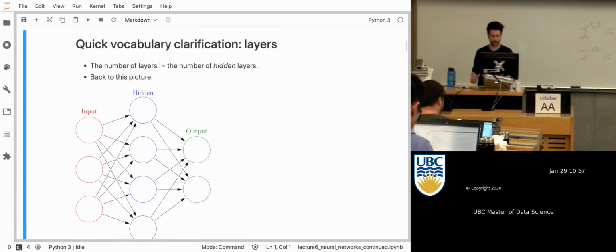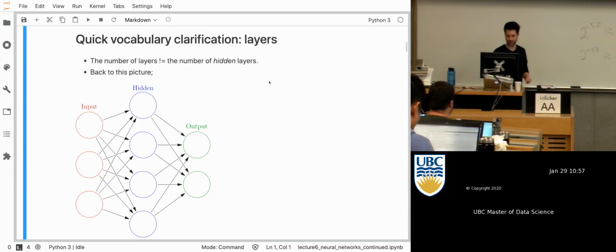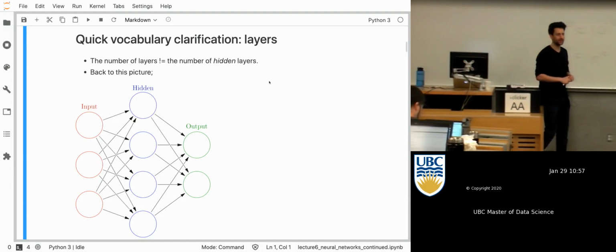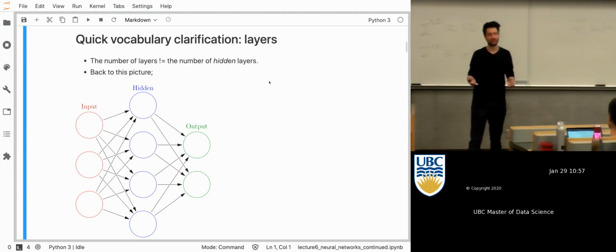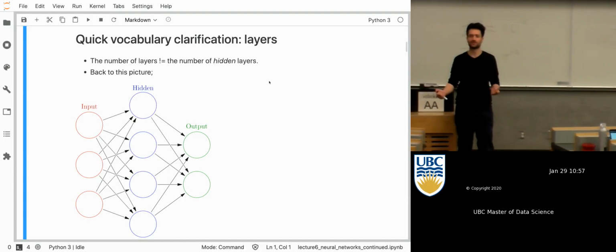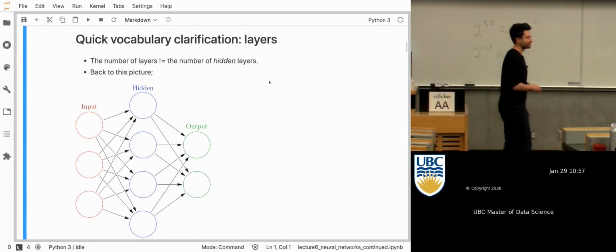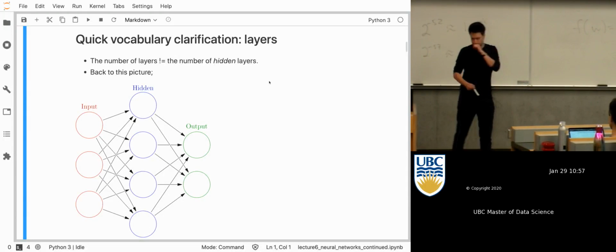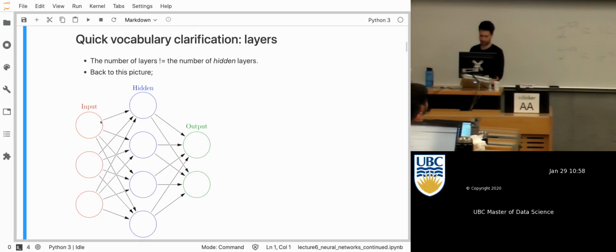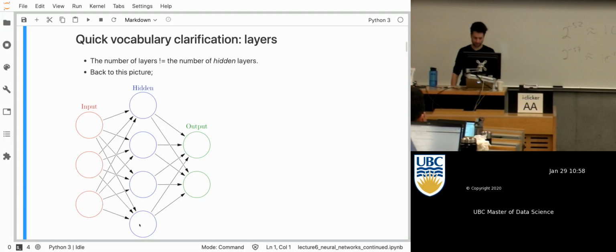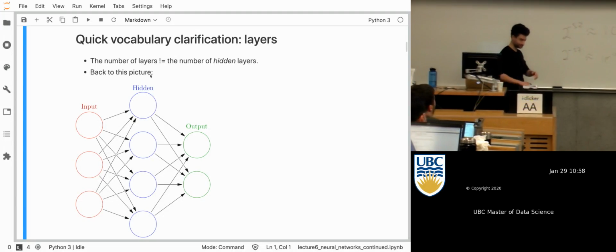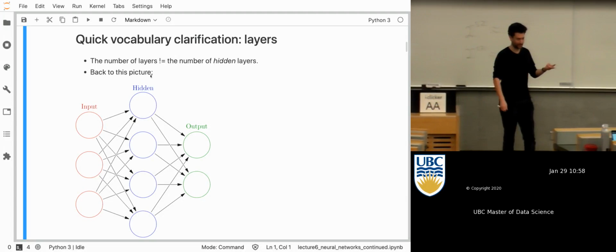A point that came up in lab yesterday, which is definitely worth making, is that there's a terminology issue between the number of layers and the number of hidden layers, which are not the same thing. So this picture that we looked at last time, I would say it has one hidden layer, but I would say it has two layers.